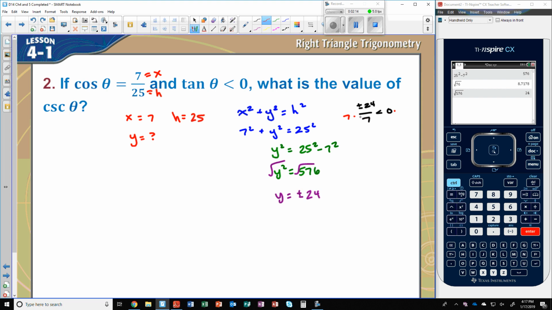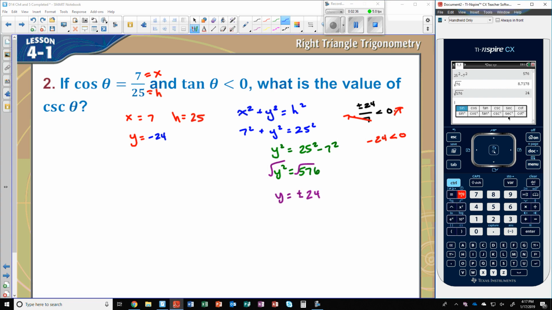Well, for this thing to be less than 0, 7 is positive, so it doesn't change the sign. You would just ask, which way would this be negative and be true? It has to be negative 24 to be less than 0. So our y we just discovered is negative 24. It must be negative. Now that we know that, what is the value of CSC?